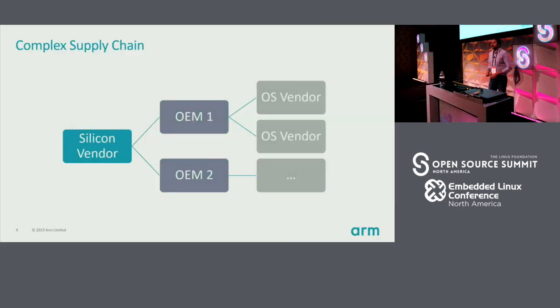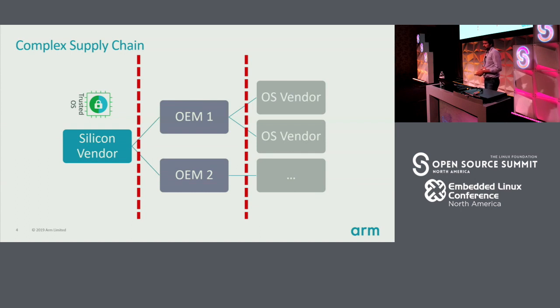Let's first look at the supply chain model. This is a very simplified view of how the supply chain works. You'll typically have a silicon vendor that collects all sorts of different hardware IPs and builds a SOC. Then you have different OEMs. They would license the SOC from the silicon vendor and then build a device around it.